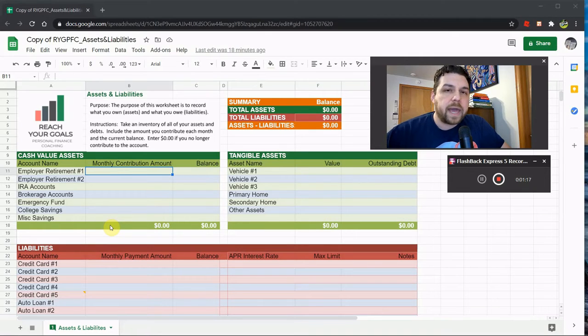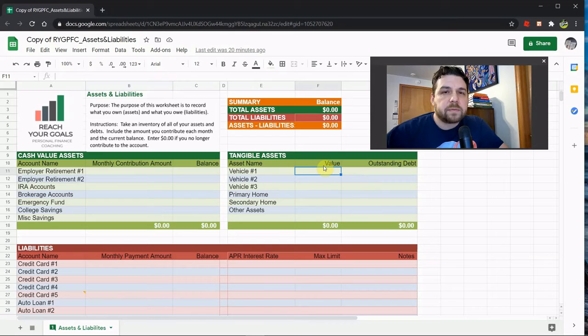And so we're going to look at not only the account balances for all of those accounts, but we're also going to look at how much you're contributing monthly to each one. So in the example of a former employer 401k, you might have an account balance but not actually be contributing. We still want that represented in the worksheet.